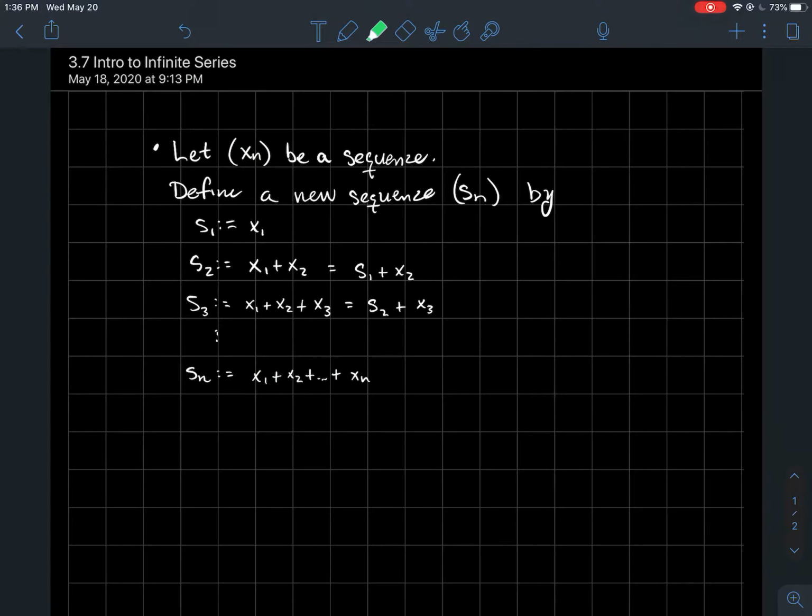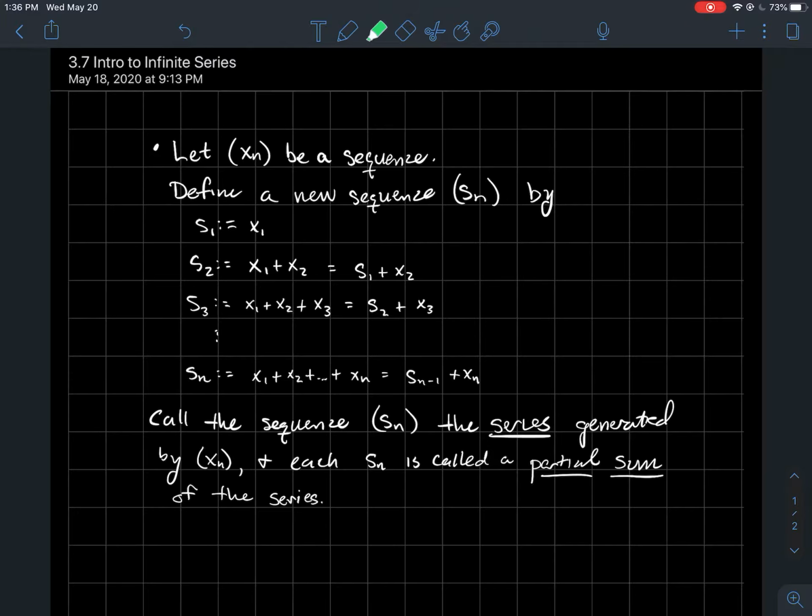And what I want you to notice is that this much here would be S sub n minus 1 just plus xn at the end. And that's what I have here. So we're going to name this thing. We're going to call the sequence Sn the series generated by the sequence xn. And in particular, each individual Sn is going to be the partial sum of the series. We'll call it the nth partial sum of this series.